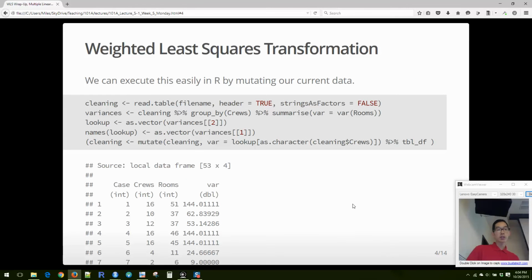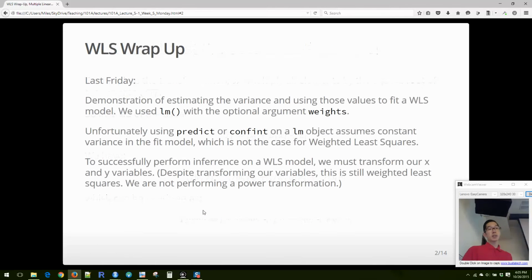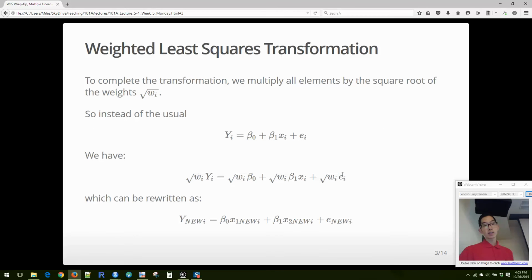To put this in R, we're going to start off with our data frame where we left off last week, where we have crews, our x variable, rooms, our y variable, and then we calculated the variance, which we're using for weights. Yes? After the transformation, do we still assume that the e_i is normally distributed with mean 0 and constant variance as well? No. This e_i is no longer normal 0, 1. That's because with weighted least squares, we no longer have the assumption of constant variance. So we don't have any assumption about this distribution. That's why weighted least squares can handle situations of non-constant variance.